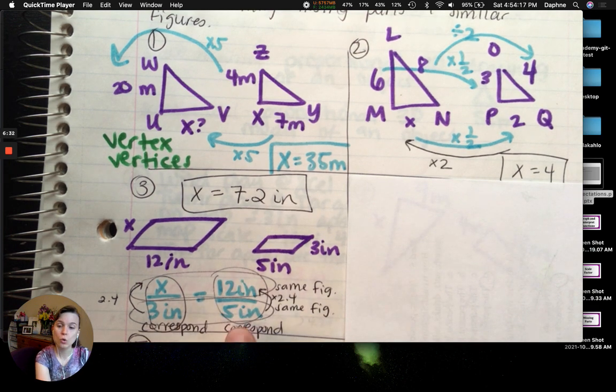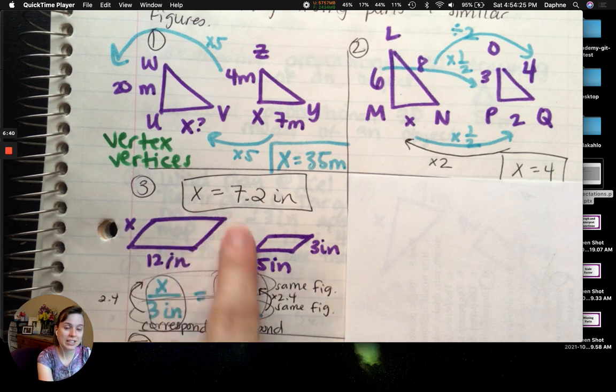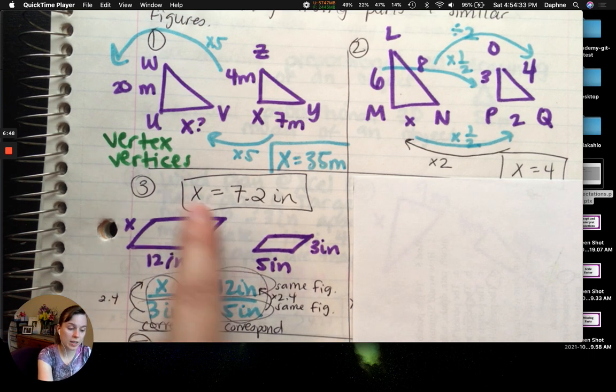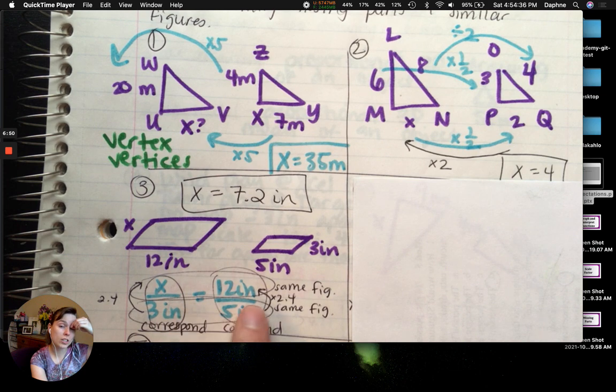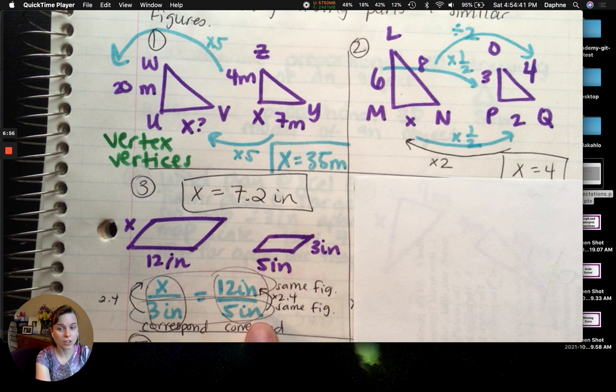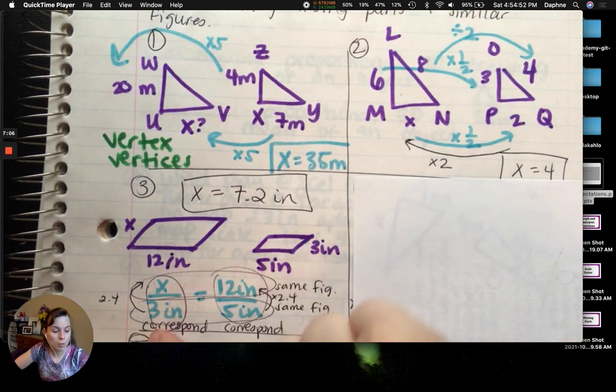Now, that gets me 2 of the fractions or the 2 ratios, but I also want to compare x and 12 inches. Why? Because they're in the same figure, and fig here represents figure. So x and 12 inches are in the same figure. Repeat after me. X and 12 inches are in the same figure. 3 inches and 5 inches are in the same figure. That's how I know to set up my proportion. I have a correspond, correspond, same figure, same figure.